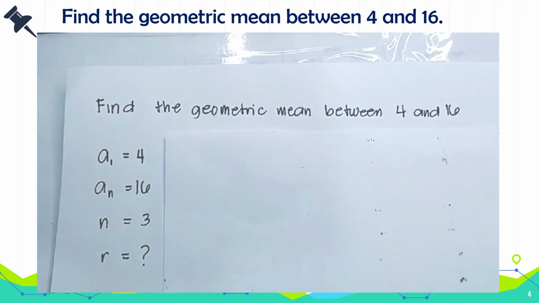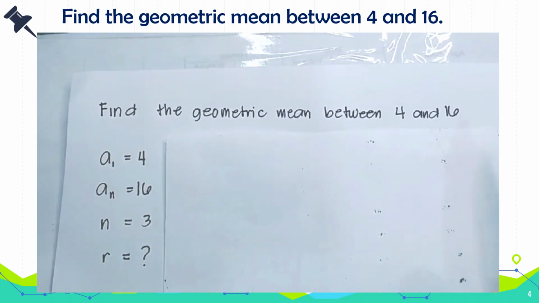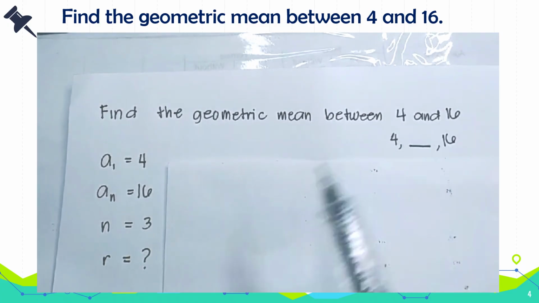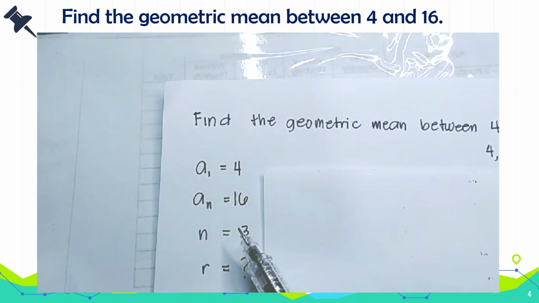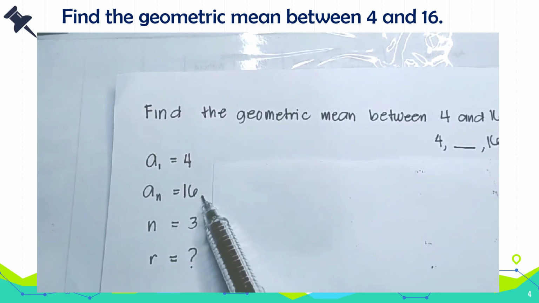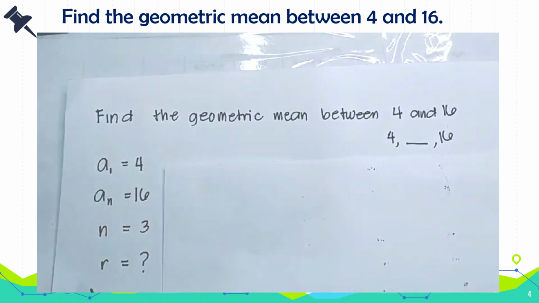To find the geometric mean between 4 and 16. By illustration, this will be 4, blank, 16. Let's identify the given. A sub 1 is 4, A sub n is 16. There will be 3 terms in this sequence. R is still missing. Let's solve for the common ratio.